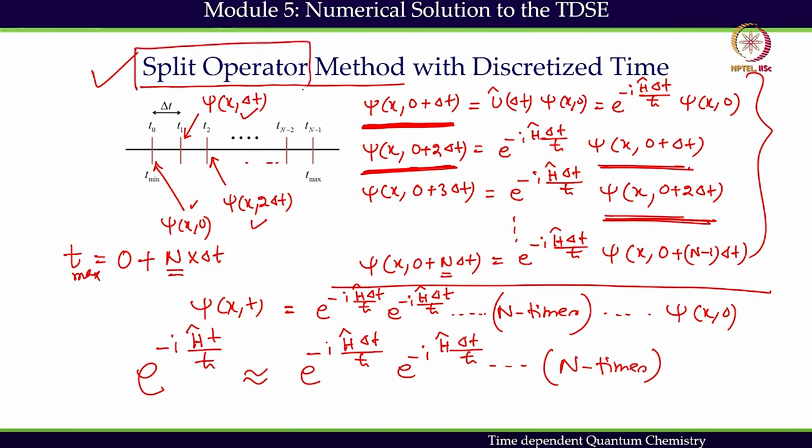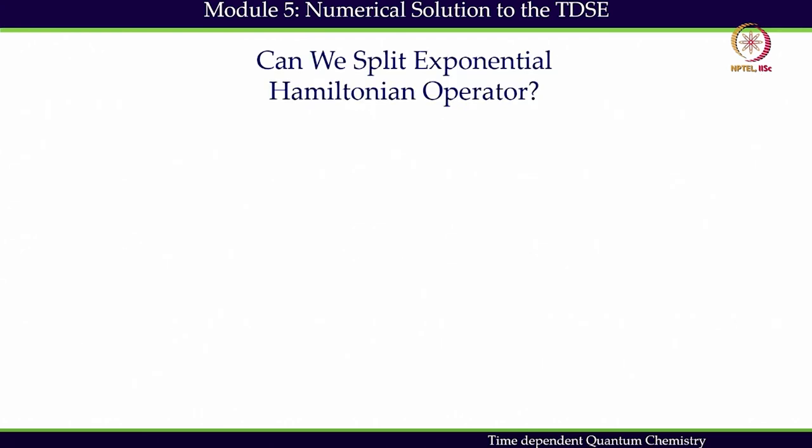Split operator approach, what does it mean? I have already mentioned that I will be able to write down e to the power a plus b equals e to the power a, e to the power b. In simple algebra we do this very frequently, but when a and b are operators we cannot directly use that. But we can use it under the split operator approach, within this approximation, that it has to be divided into many short time propagators.